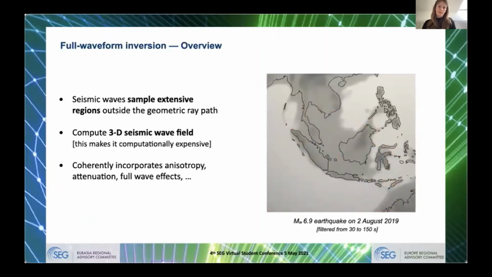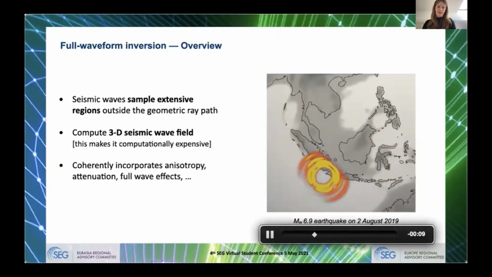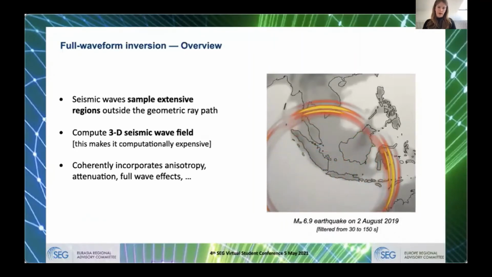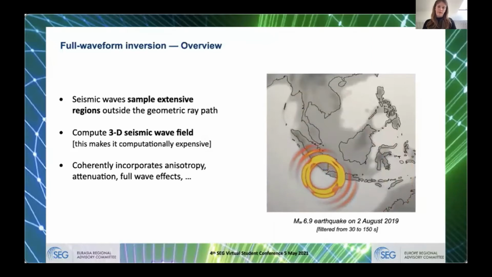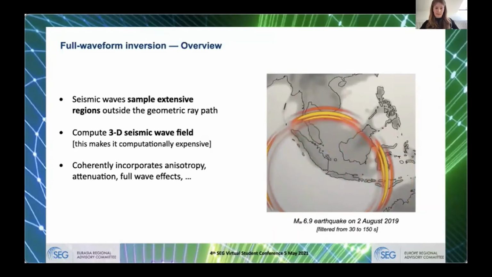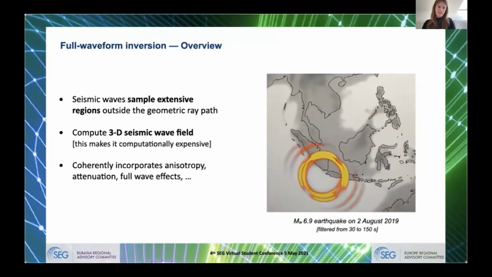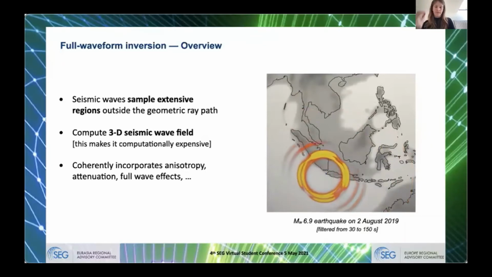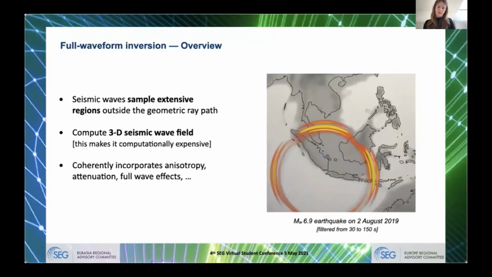So we can overcome the limitations of ray theory by computing the 3D seismic wave field numerically. And on the right, I've visualized the wave field for a magnitude 6.9 earthquake that occurred south of Indonesia. The computation of the 3D wave field makes the method computationally expensive, but it allows us to embrace the full complexity of seismic wave propagation, accounting for the effects of anisotropy, anelasticity, wavefront healing, and interference, and it allows us to incorporate all information in a seismogram coherently. The method originates in seismic exploration and has also been successfully applied in other areas such as medicine and engineering.